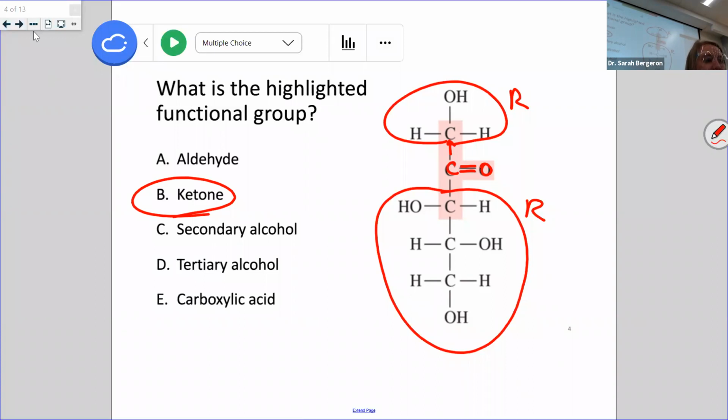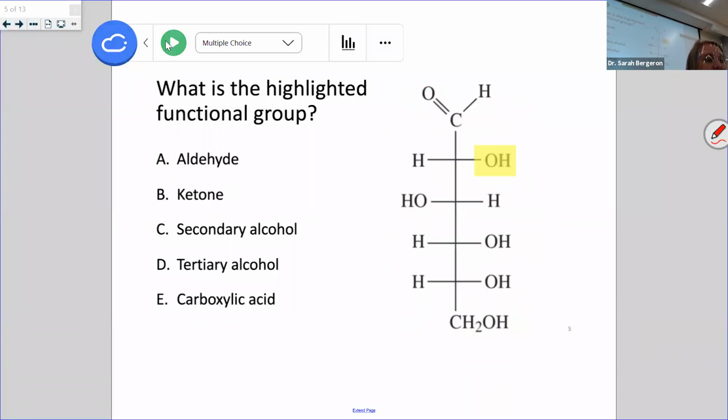All right, one more functional group. What is this highlighted functional group? Last functional group.